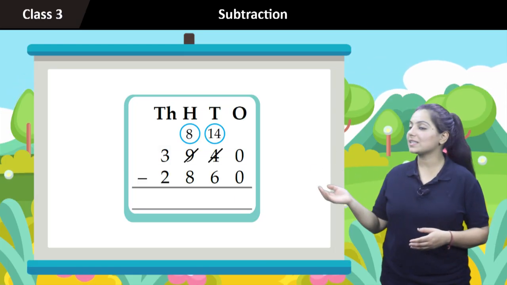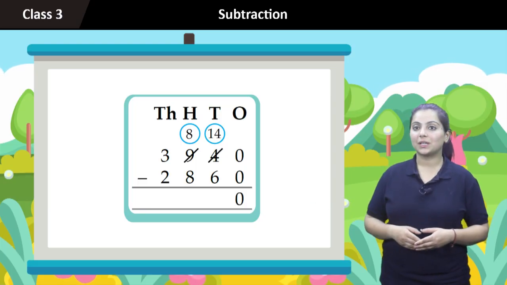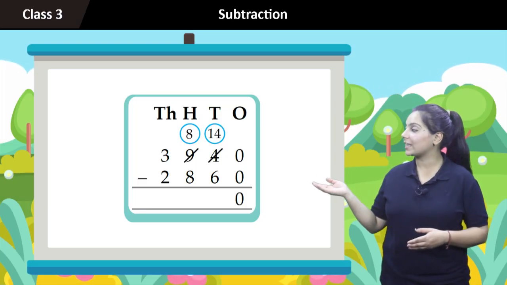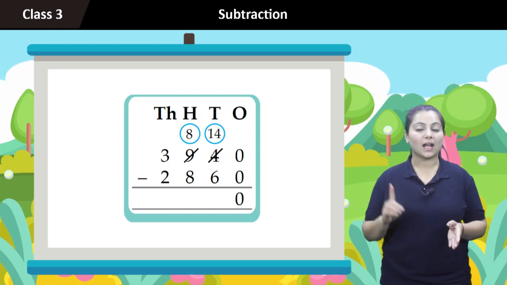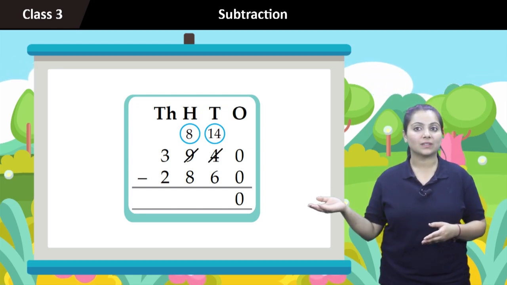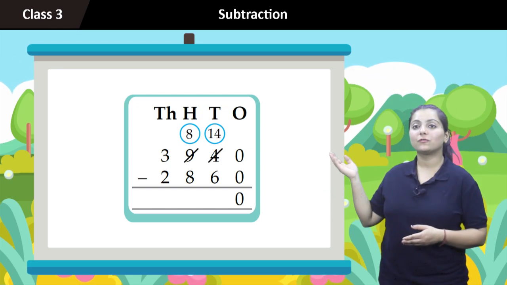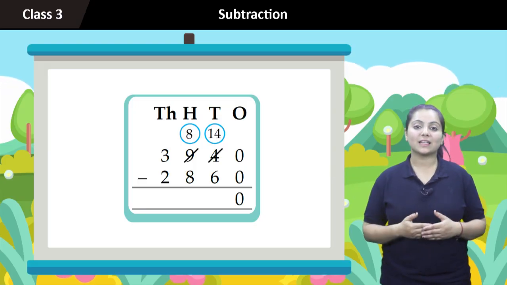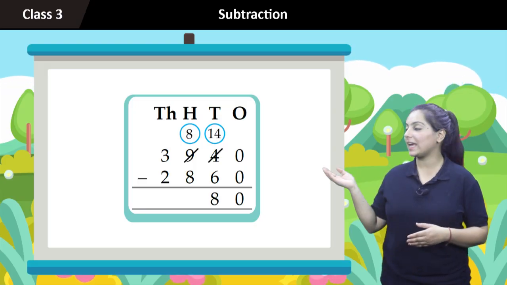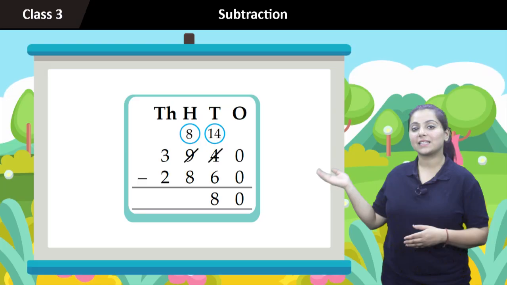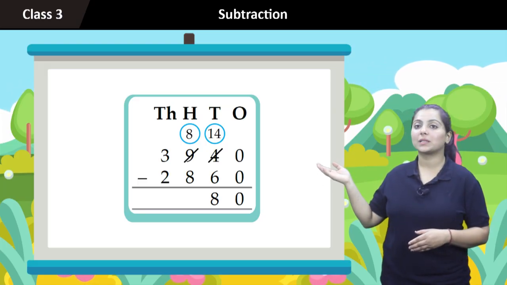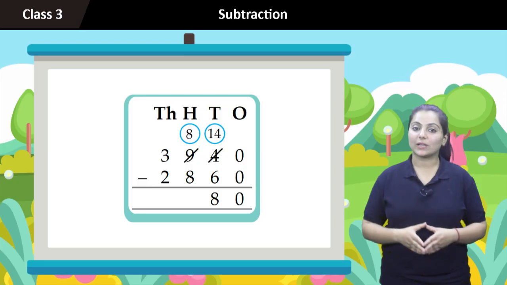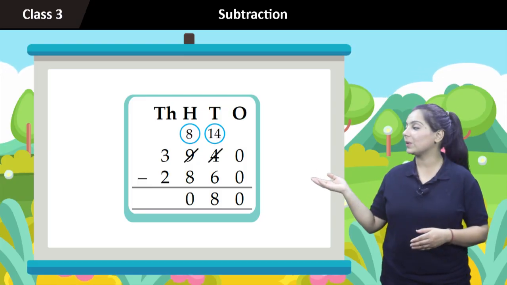0 minus 0 is 0 itself. Now as you can see, 6 cannot be subtracted from 4. So we will borrow 100 from 100 column. So 4 will become 14. 14 minus 6 is 8. Write 8 at 10's column. Now after borrowing, 9 will become 8. So 8 minus 8 is 0.